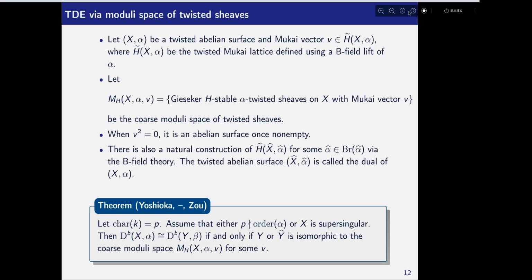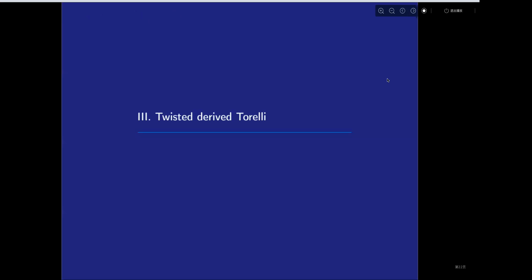All right. So with this, we have a moduli space to classify the twisted derived equivalence. Then we are ready to introduce the twisted derived Torelli theorem for abelian surfaces.